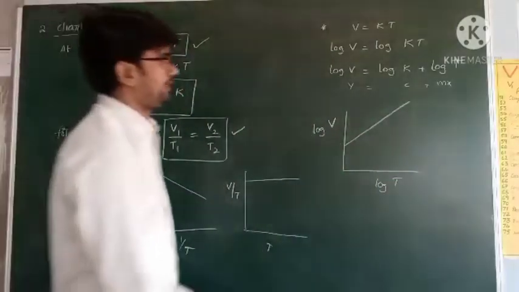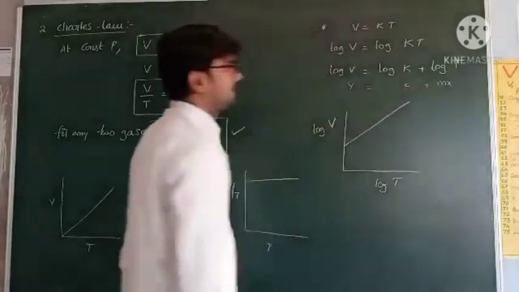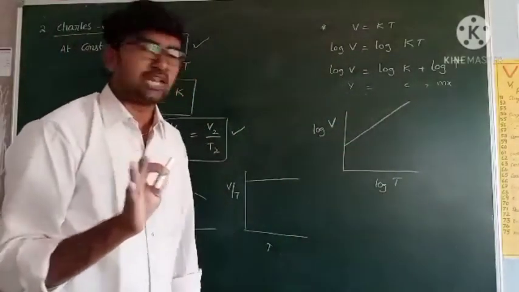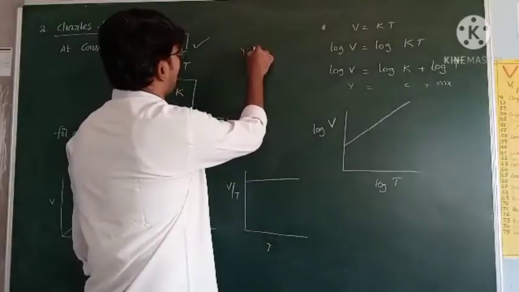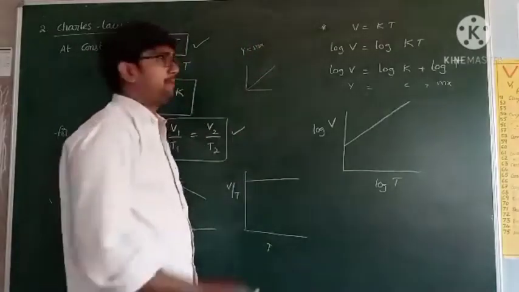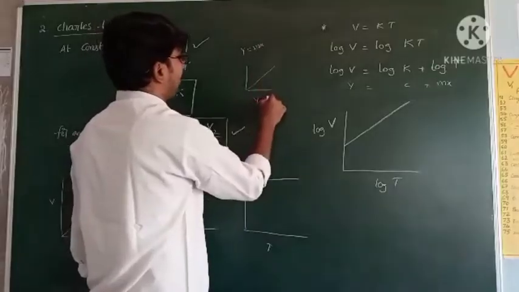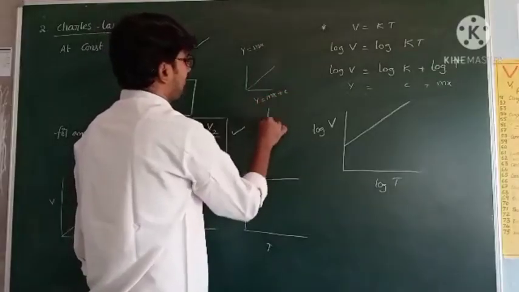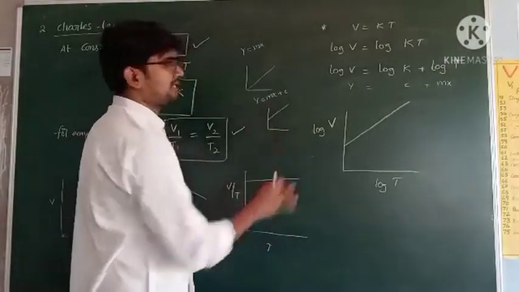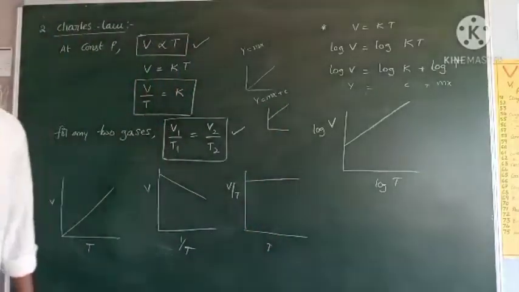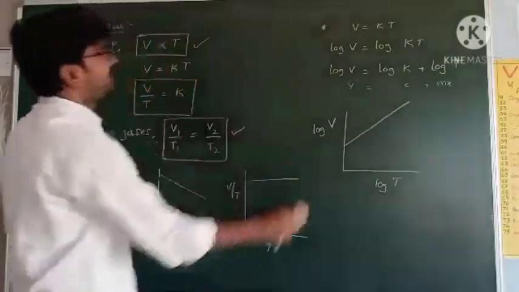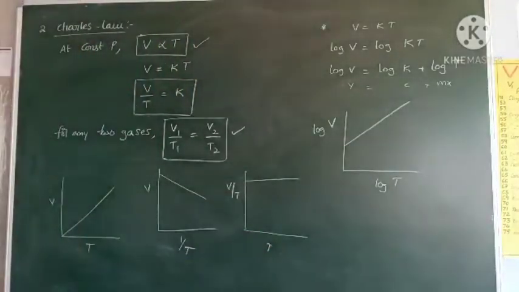For log V and log T, Y is equal to Mx plus C graph. You know that Y is equal to Mx graph. This is the Y is equal to Mx graph, but Y is equal to Mx plus C means this is the Y is equal to Mx plus C graph. Minus Mx is this graph. Remember, these are all mathematical equations, mathematical graphs. Okay, sir?